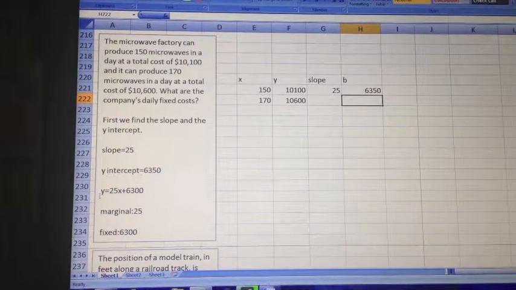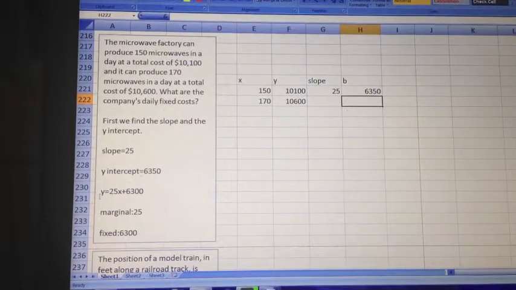So the question asks us, what are the company's daily fixed costs? So we go to the y-intercept and we find out that our daily fixed costs are $6,350.